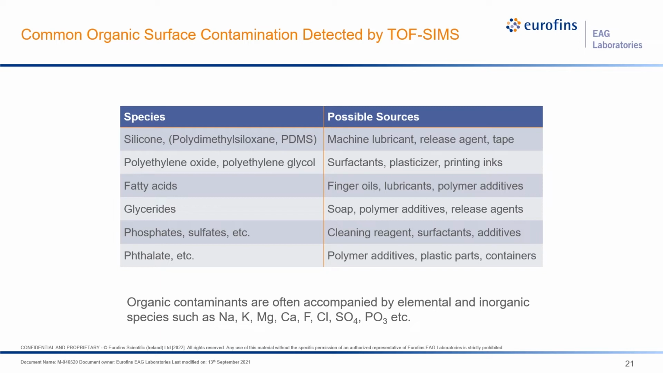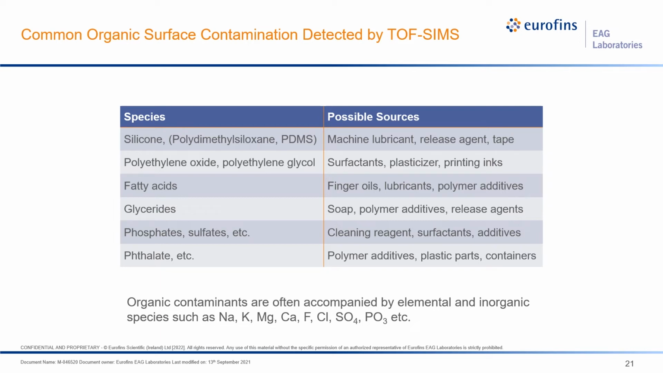These are all materials which are either surfactants or tend to migrate to surfaces. They have low surface tension, they're very mobile. So those tend to be the common things that we see with TOF-SIMS. They're often accompanied by elemental contaminants, which are either environmental or human or other potential sources, such as sodium, potassium, magnesium, calcium, and then fluorine, chlorine, sulfates, phosphates, etc.